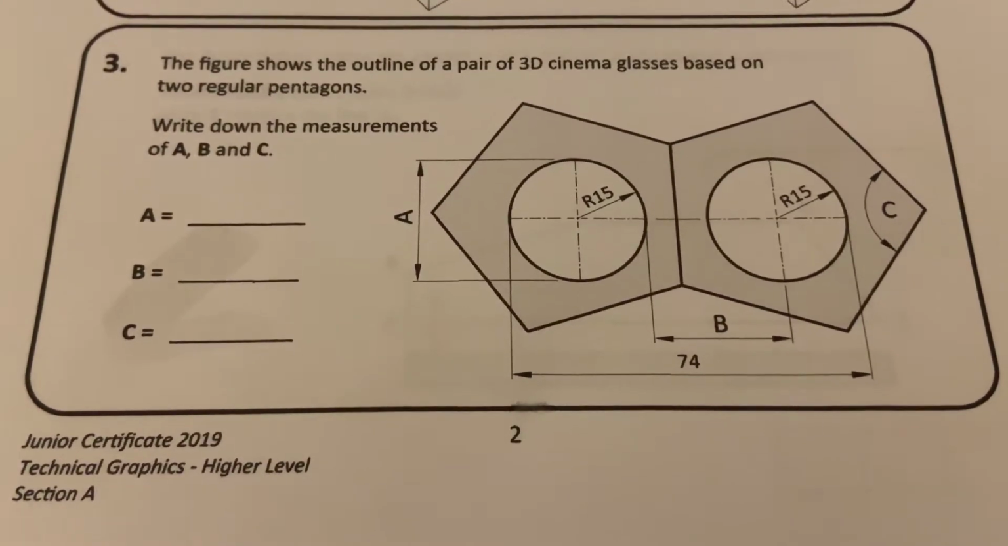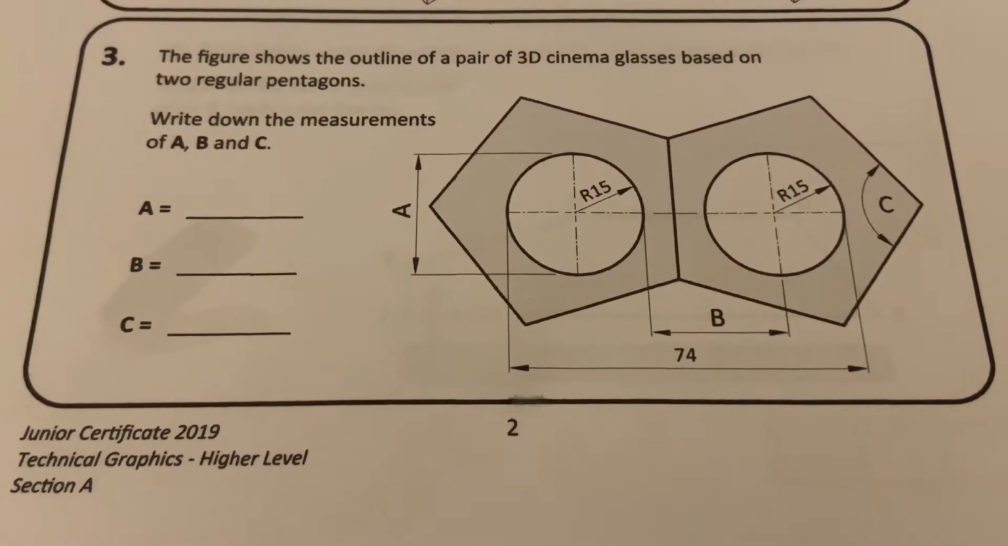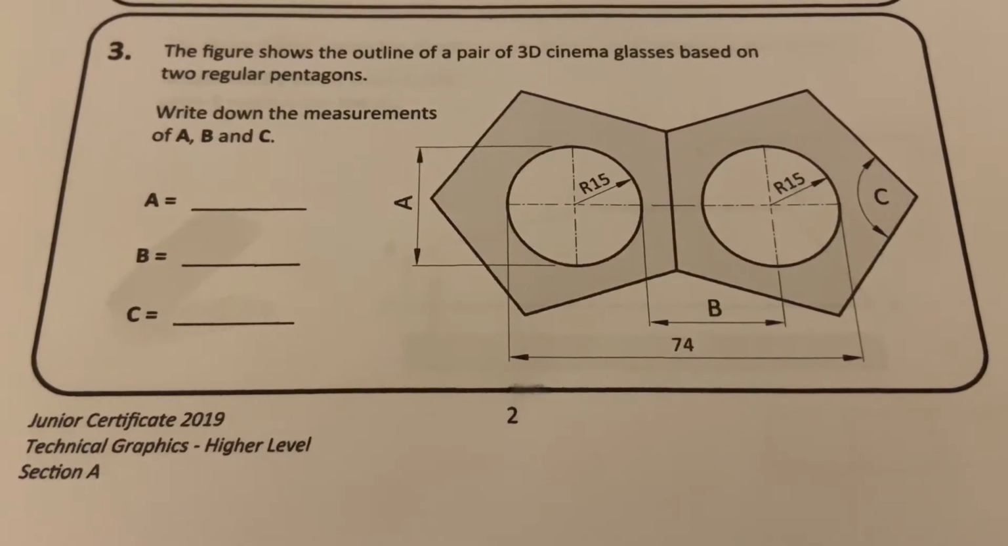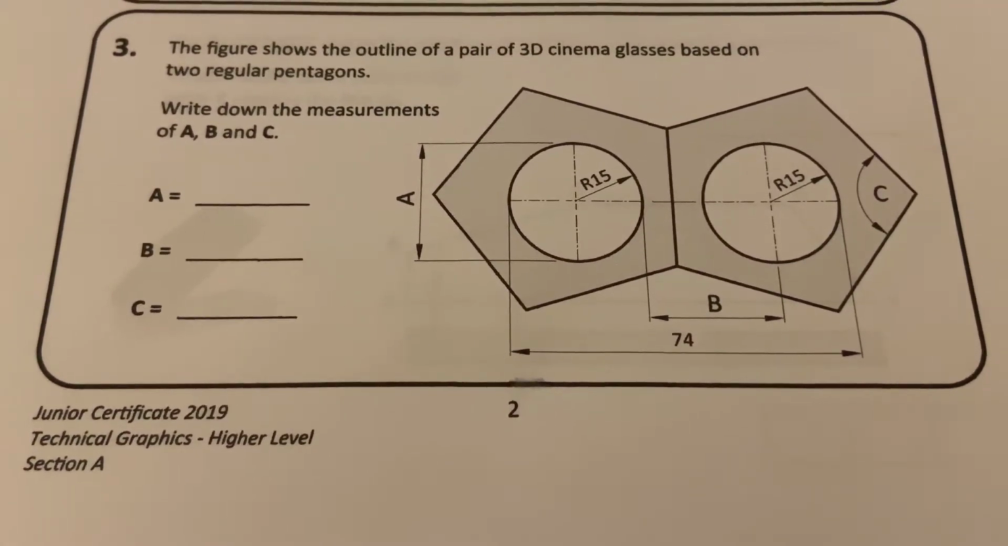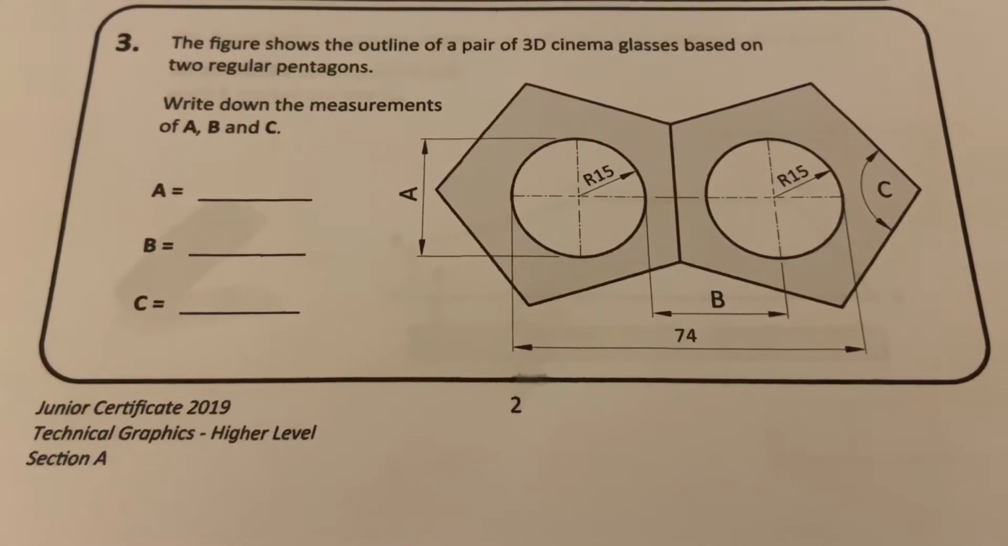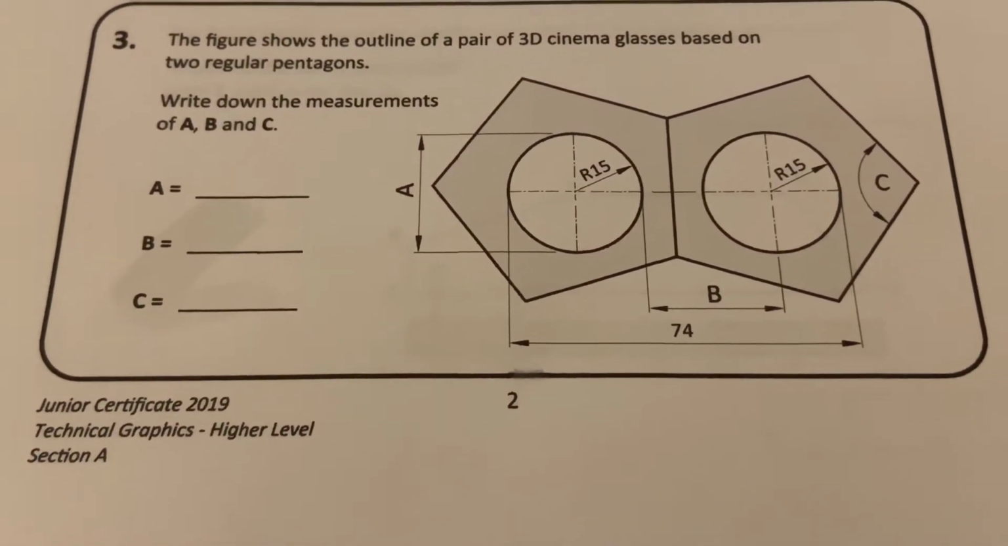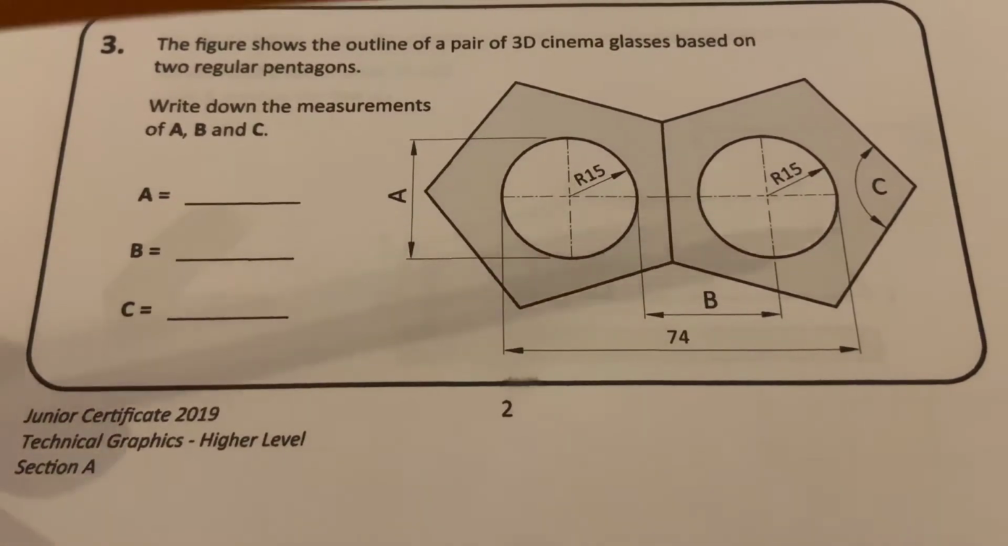Moving on to question 3. The question states, the figure shows the outline of a pair of 3D cinema glasses based on 2 regular pentagons. Write down the measurements of A, B, and C. So, dealing with A first of all.